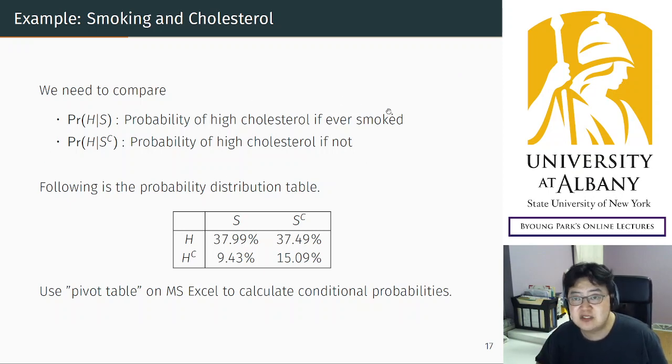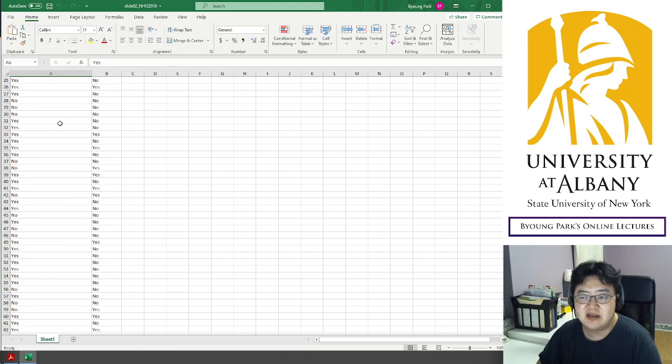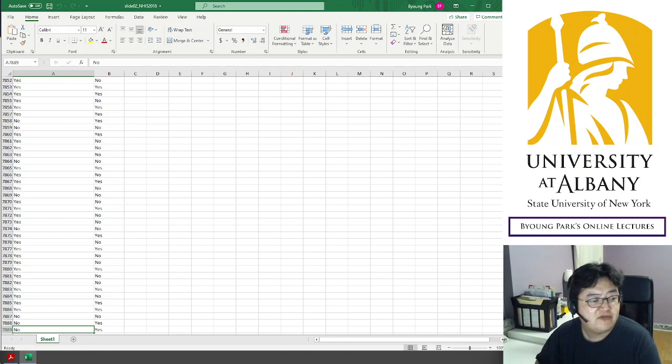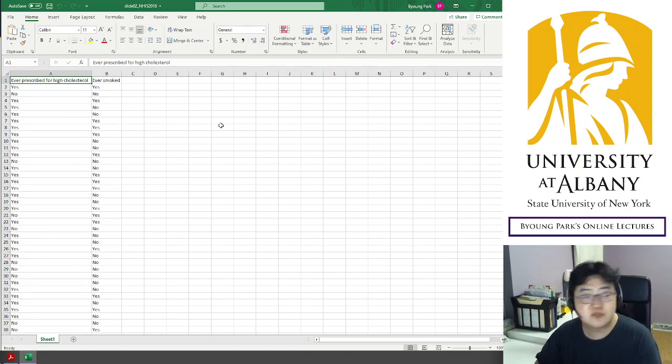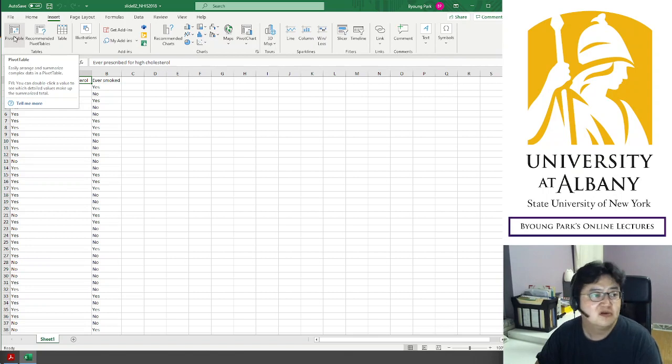Now I am going to calculate these probabilities in Excel. In Excel, I have a lot of just yes's and no's. If you go down, the last one is 7,889, so there are 7,888 observations. And remember, to calculate the probability, we used a pivot table. The pivot table is a very useful function.